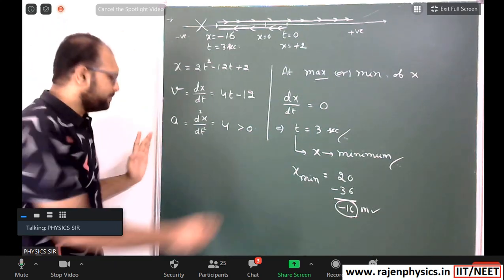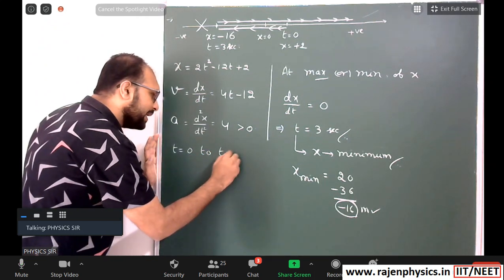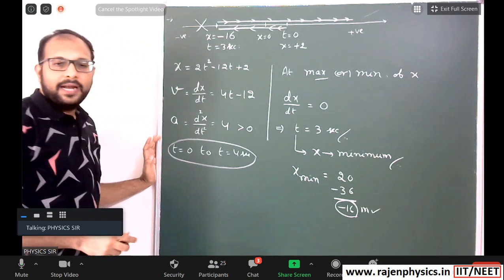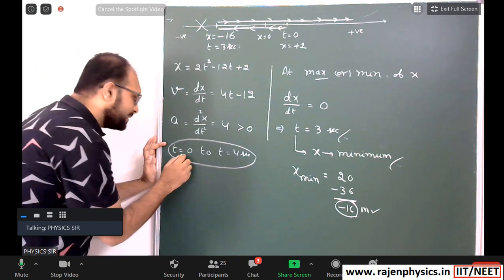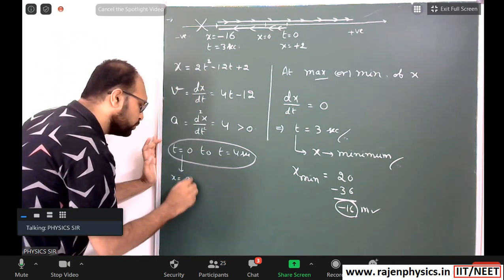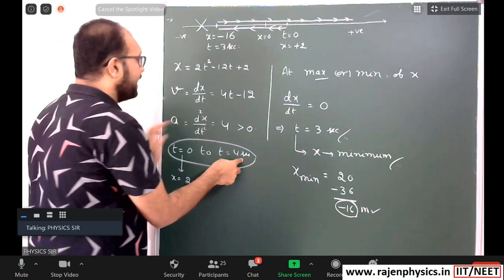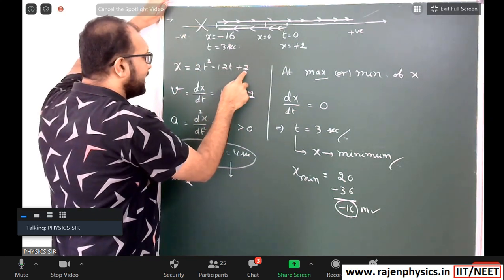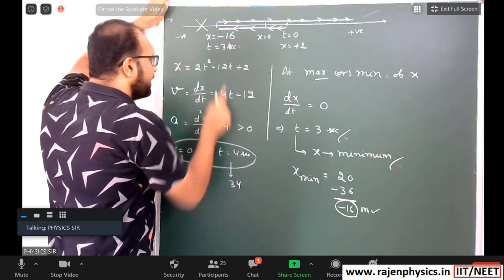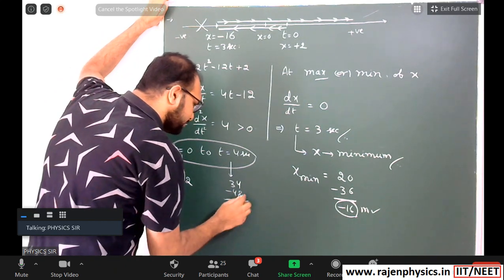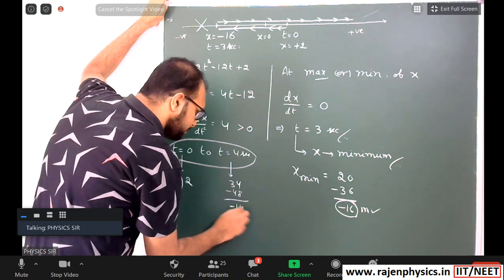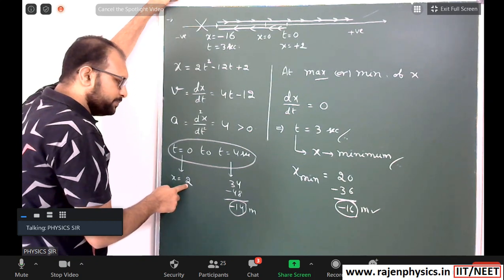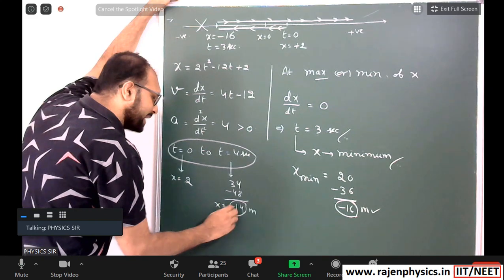Okay, one small example. Suppose from t equal to 0 to t equal to 4 seconds, we need the distance and also the displacement. At t equal to 0, x equal to 2, already substituted. At t equal to 4 seconds, 4 squared is 16, 16 into 2 is 32, 32 plus 2 is 34, plus 34, and 12 into 4 is minus 48. So minus 14 meters. That means at t equal to 0, x equal to 2, and at t equal to 4, x equal to minus 14.